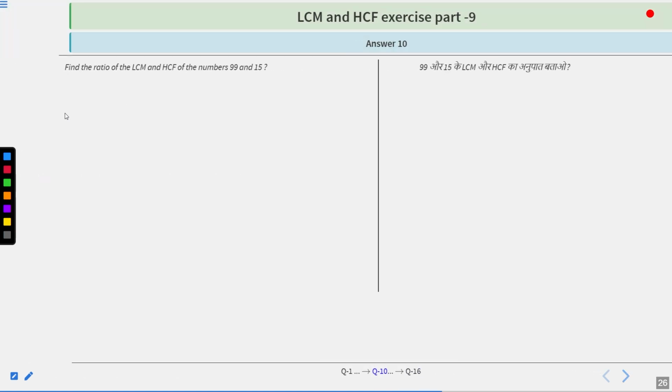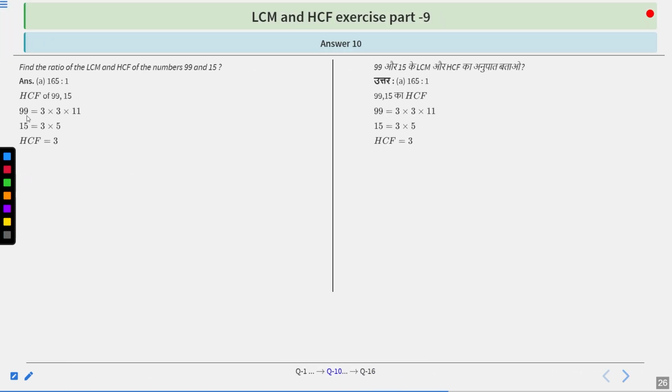Now we have to find the HCF. For HCF, the factors of 99 are 3 into 3 into 11, and 15 can be written as 3 into 5. As we can see, 3 is the only number which is present in the factors of 99 and 15. And we have to choose the least power, that is 3 raised to power 1. So HCF is 3. Now we have got the LCM and HCF both. To find the ratio of LCM and HCF, we can write 495 as the LCM and 3 as the HCF. After simplification, it is 165:1. So option number A, 165:1 is the correct answer.